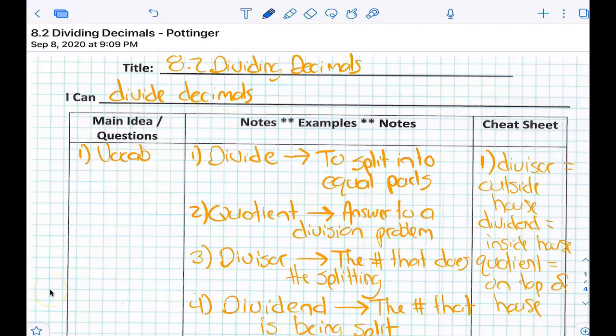Everybody, good morning. Today we are doing 8.2, dividing decimals. Can you divide decimals? Yes. Might be a little challenging, but we can do it, right? Yeah. All right, so divide.